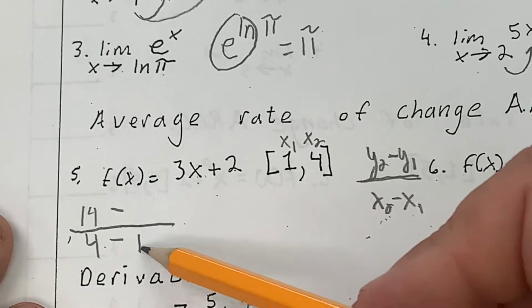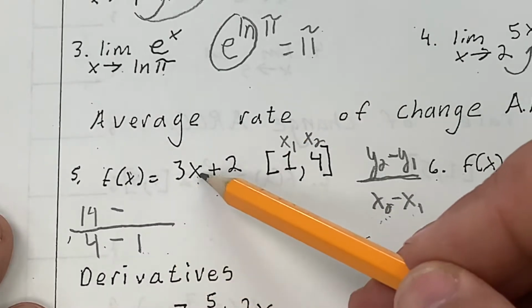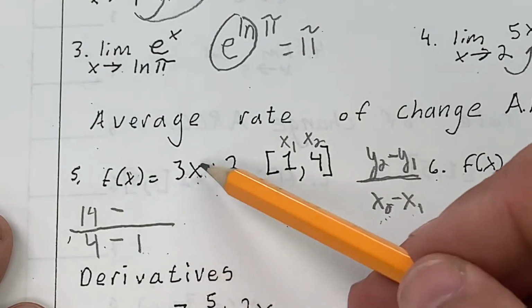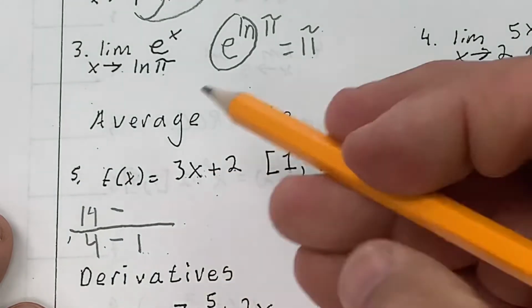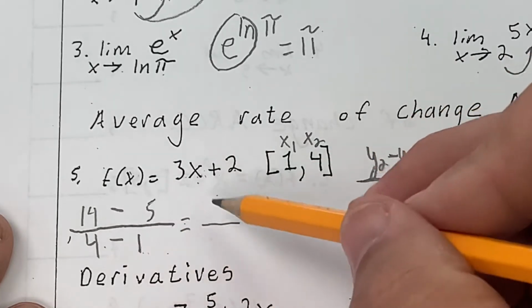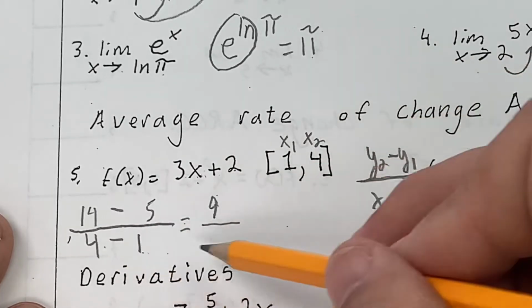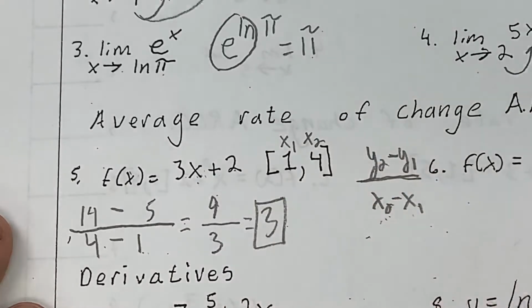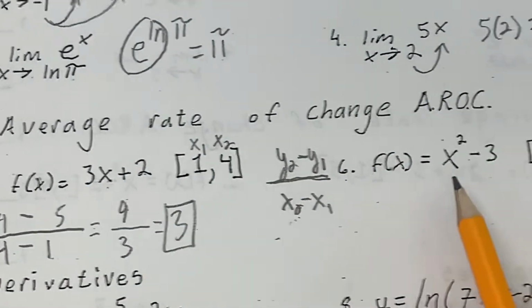Then I take this 1 and I plug it into the function. So 3 times 1 is 3. 3 plus 1. 3 times 1 is 3. 3 plus 2 is 5. Now you want to do your basic arithmetic. So 14 minus 5 is 9. 4 minus 1 is 3. So 9/3 equals 3.